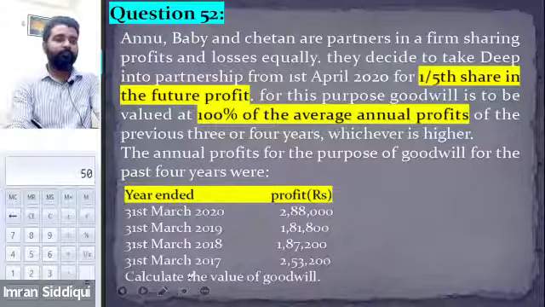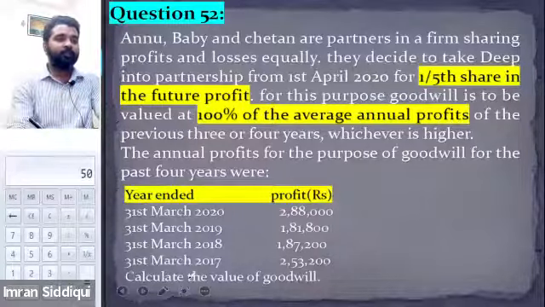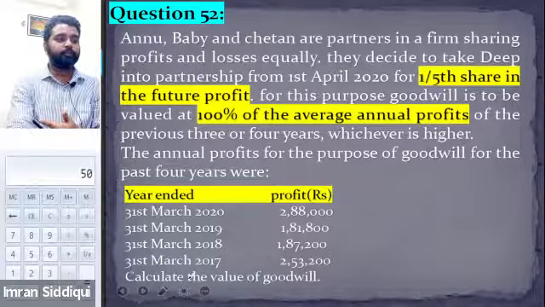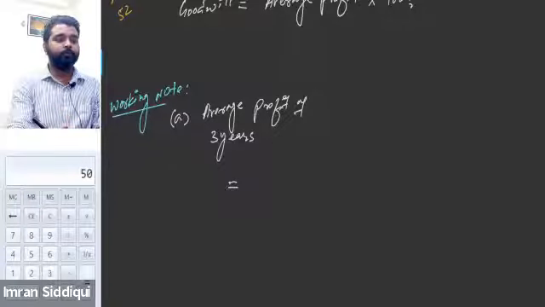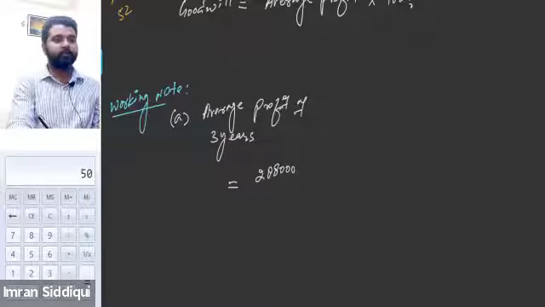Yeah, correct. So for calculating the average profit of 3 years, we need to consider the profit till the year 2018 only. So 2020, 2019, and 2018 will be taken into consideration. So let me show you how we will be doing that. So first of all, 2,88,000. Then in the next year, it was 2,81,000.